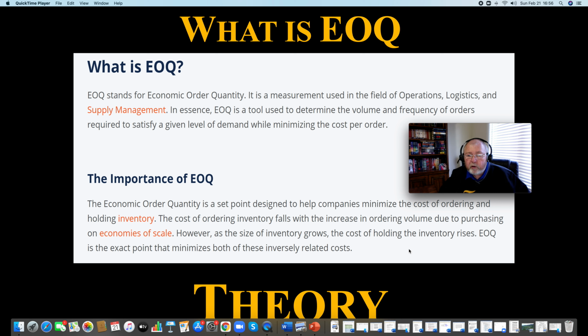Cost of ordering inventory falls with an increase in order volume, usually due to what's called economy of scale, or a quantity break. You get a quantity break for buying more. Or because there's a set cost associated with placing the order itself. Maybe it costs you $1,000 every time you place an order. If you place a lot of orders, you're going to be spending that $1,000 a lot more times than you would be if you were placing larger orders but less frequently.